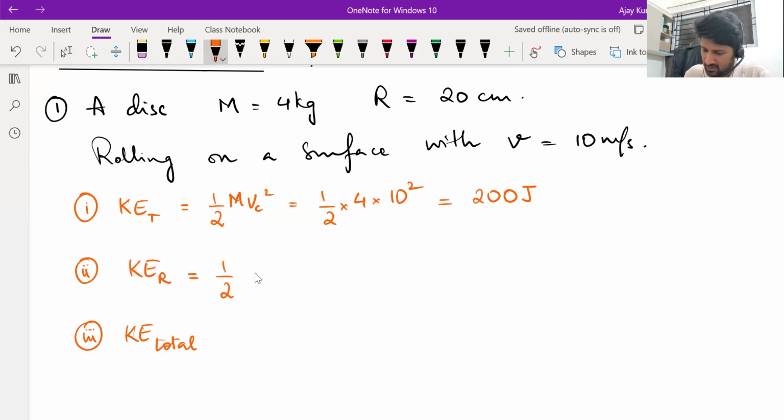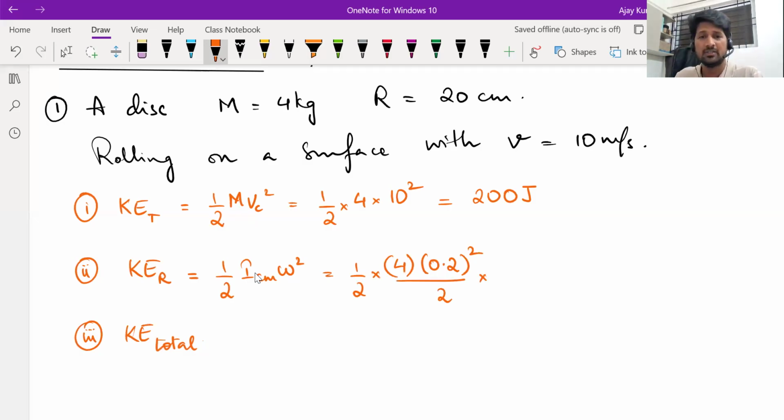Kinetic energy of rotation is half ICM omega square. When a disk rolls on a surface, you have to take an axis passing through the center of mass in the horizontal direction, perpendicular to the plane of motion of the disk. So it will be the own axis of the disk. And moment of inertia of a disk about its own axis is mr square by 2. Mass of the disk is 4 kg. Radius is 20 centimeters, that is 0.2 meters. Square it. Mr square divided by 2, that is half ICM multiplied with omega square. How much is omega in this case?